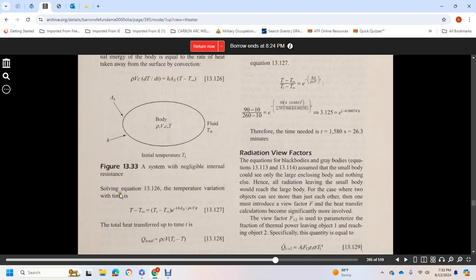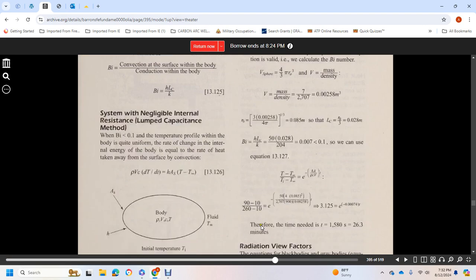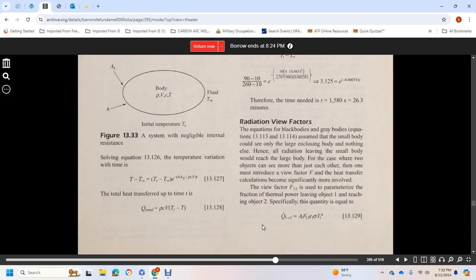Solve an equation for the temperature variation with time and the total heat transferred up to that time. Radiation view factors: equations for a black body and a gray body. Assume the small body can see only the large enclosed body, nothing else. Hence, all radiation leaving the small body would reach the large body.